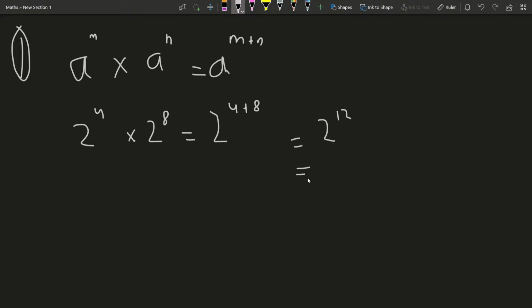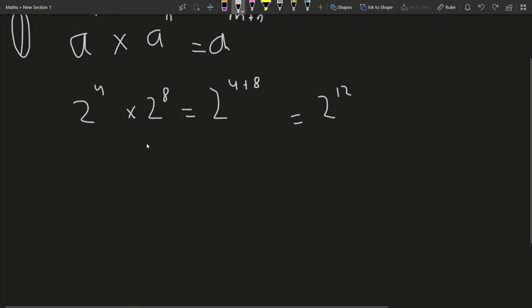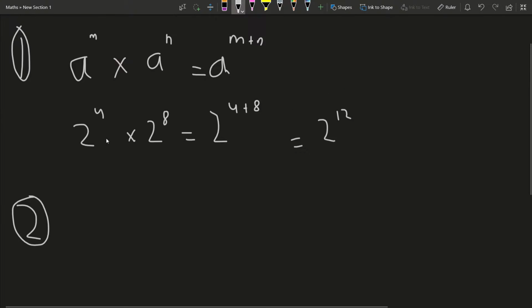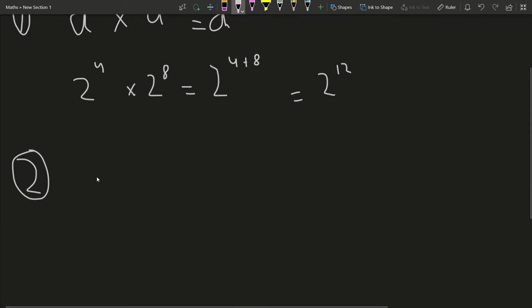And if you want to remove the power, you would multiply it, so it would be 4096. Although that's not really necessary. So that is the first law. And then we have number 2. Let's use the same example.